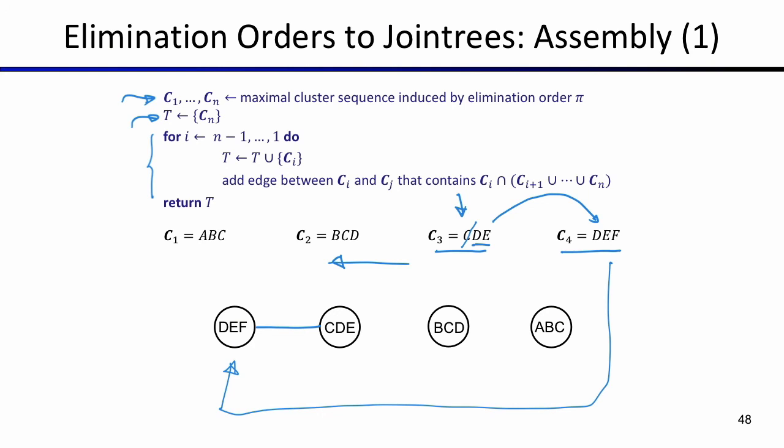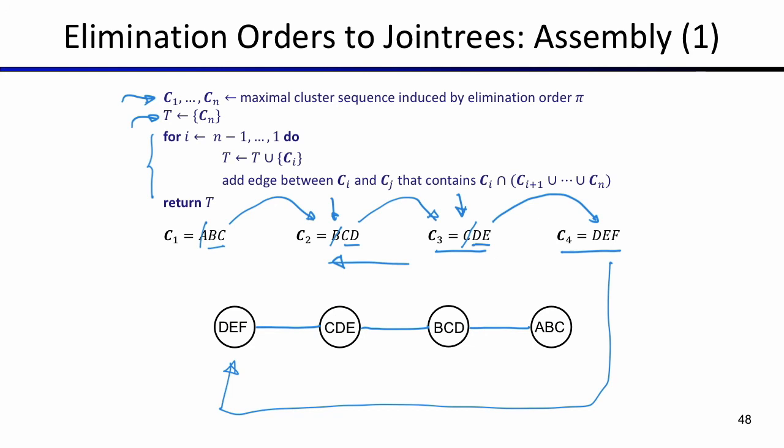We move on, and we go to this one here, the cluster C2. Again, this was the elimination of B, so CD must show up in some other cluster after C2. It's actually showing up here in C3. And so we're going to connect C2 to C3. So C2 is connected to C3. And the last one, that is the first cluster, is the elimination of A. So B and C must appear in some other cluster, and it's actually happening here in C2. So we can connect ABC with BCD. And this is our join tree.